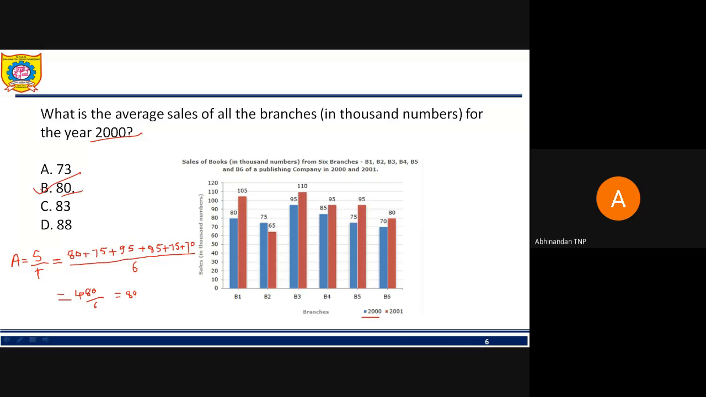So the average sale of all the branches for the year 2000 is what we have calculated. 2000 is shown by the blue bar, and you just have to find the correct answer by solving the division, that is sum of observations divided by total number of observations, which is 80. Okay, go for next.